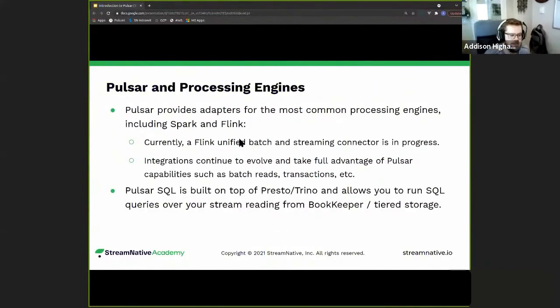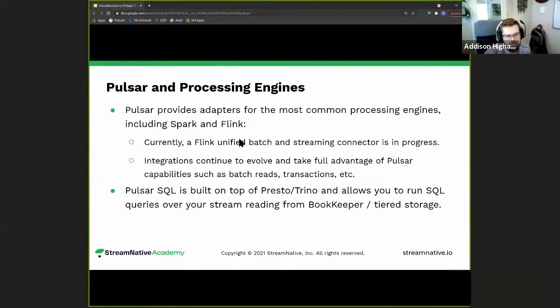One of this really, processing engines like Flink and Spark is something we're very actively working on. As I mentioned, a Flink unified batch and streaming connector is in progress. So this is the ability to read batch data and then seamlessly transition to streaming data in sort of one Flink job. Similar capabilities will come to Spark at some point in the future, but we're currently focused on Flink.